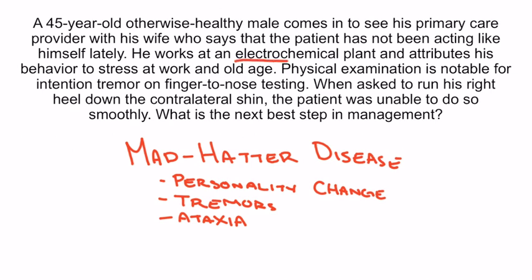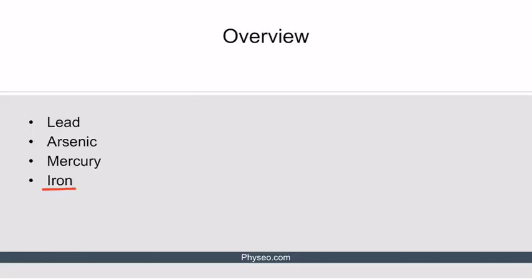Of note, working at an electrochemical plant does increase this patient's risk for mercury toxicity because phenylmercury can be used as part of the manufacturing process. So in answer to the question, what's the next best step? You should get some labs. Now let's move on to iron toxicity.